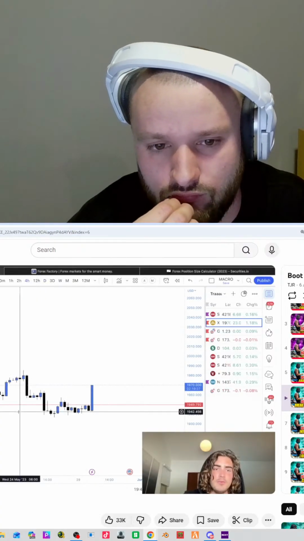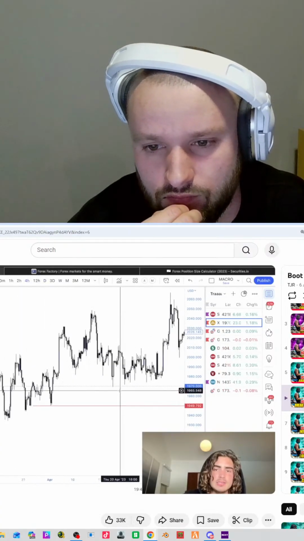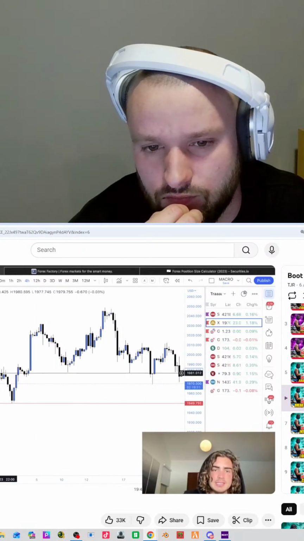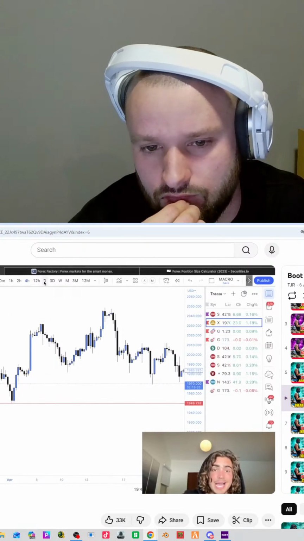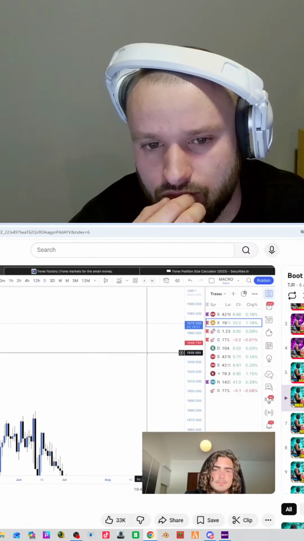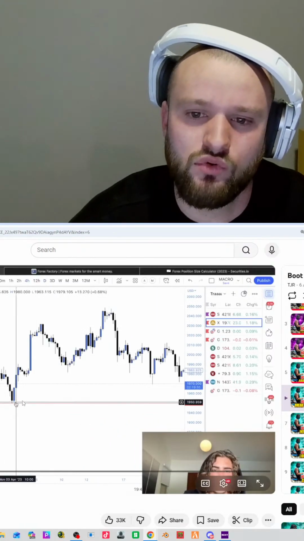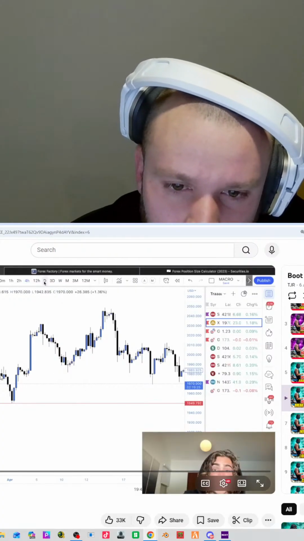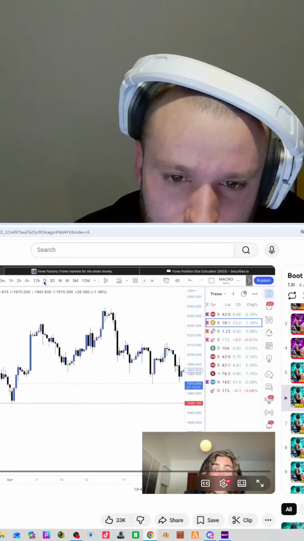Right? If we scale into the 4 hour and look at this, this is the low, right? It makes sense that this would be the low and not... Okay, it moved down and then it moved up. So obviously you can see it moved down, then it moved up.